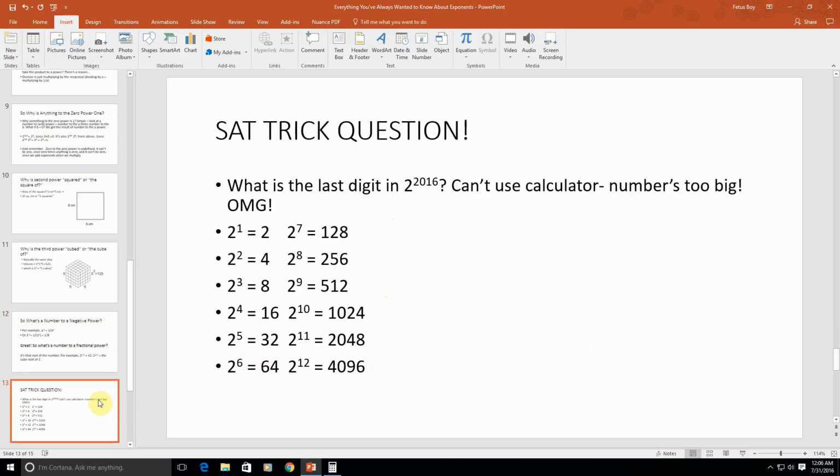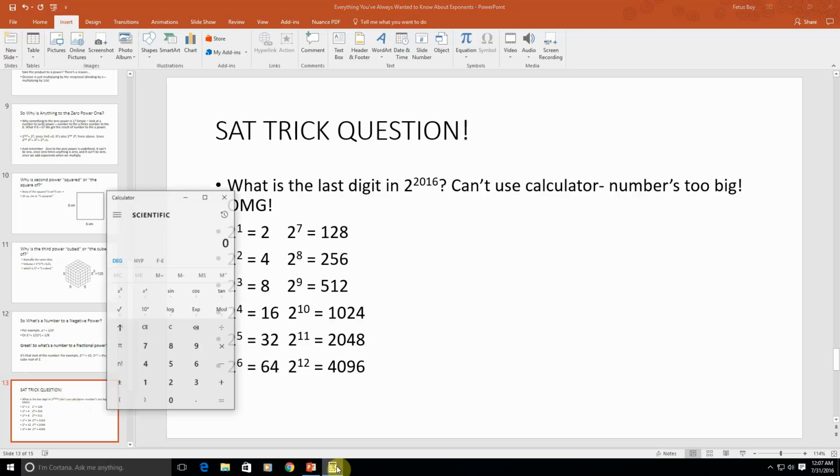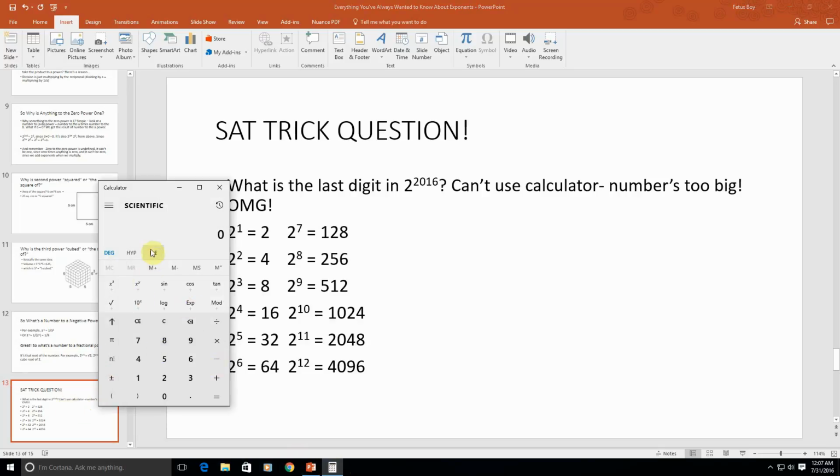Now for an SAT trick question. What is the last digit in 2 to the 2016? Well, you can't use a calculator. The number's too big. Don't believe me? Try to do it. Get out my handy-dandy Windows calculator. We'll clear it out to make sure there's nothing lurking in there. So we have 2 to the 2016.